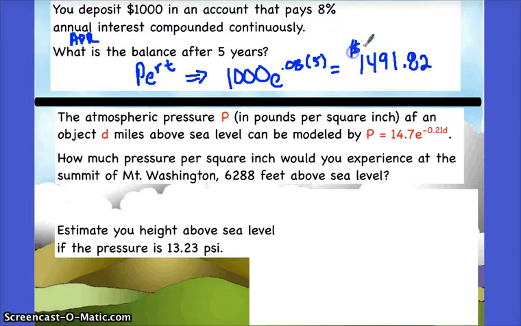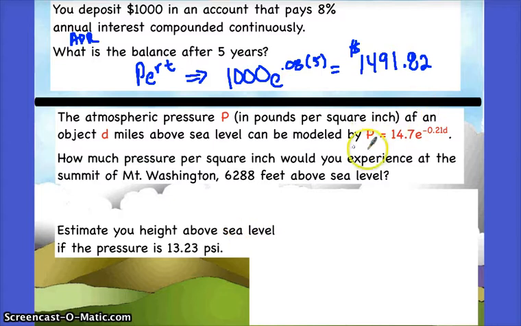1,491.82 for an amount. Now, PERT typically has more real-world applications than just bank interest or interest formulas. PERT is more how things would grow in population, because populations don't grow at the end of the month or the end of the day. They're typically going to grow continuously. Or, such as atmospheric pressure, more of a smooth line. There's no jump. You don't just get pressure at 100 feet and 200 feet. There's atmospheric pressure everywhere in between.